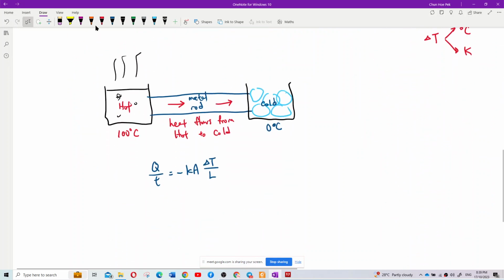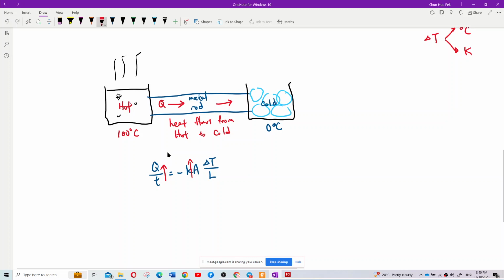So in simple words, the heat flow will increase. That means the Q, the energy, the heat, will flow from hot to cold faster if this metal rod is a good conductor, if the K value is very high. If it is a good conductor, a lot of heat will flow from hot to cold. So if you have a big K, then you have a big heat flow.